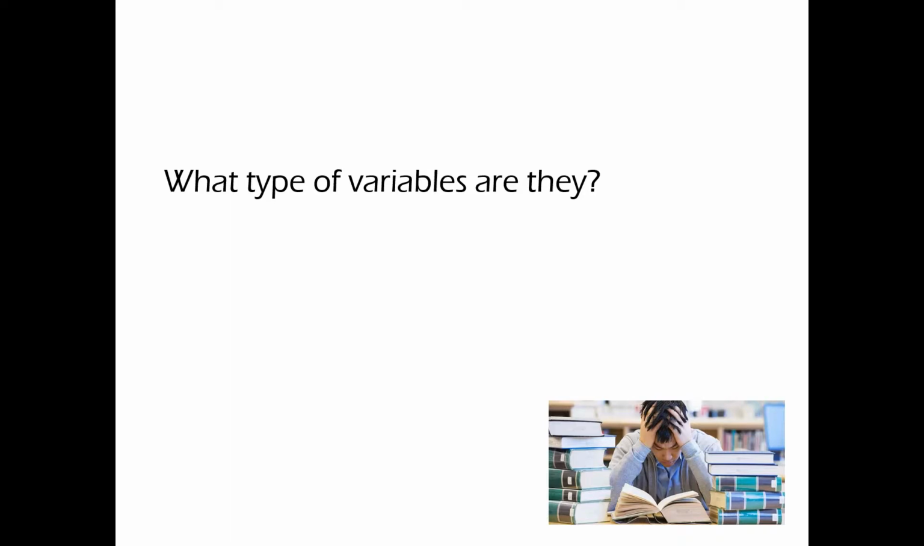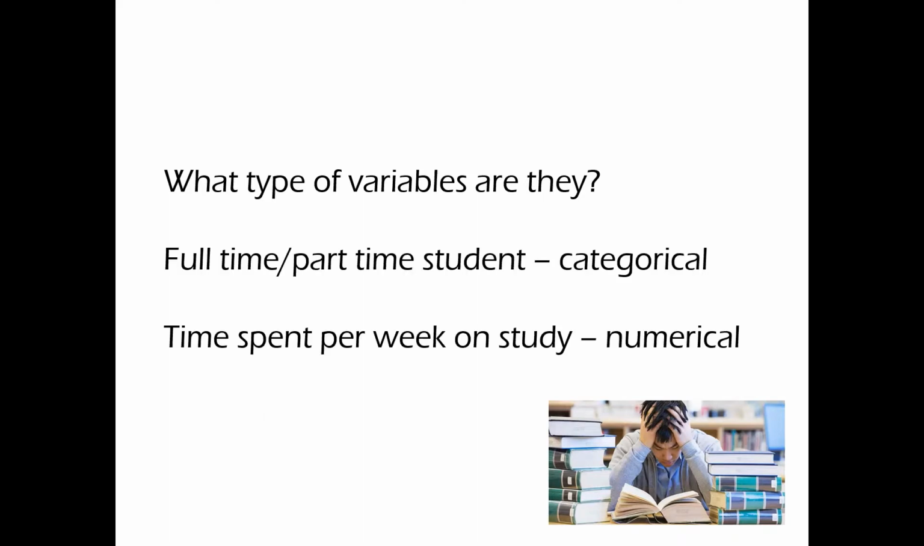Now, please think about what type of variables are the two. You can pause and press continue when you have your answer. So in this case, the full-time or part-time status is a categorical variable with two categories, and the response variable, time spent per week on study, is a numerical variable.